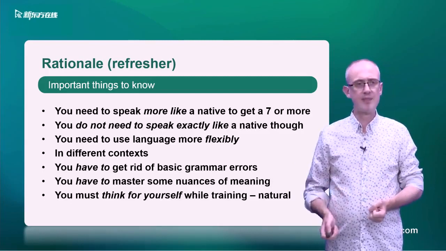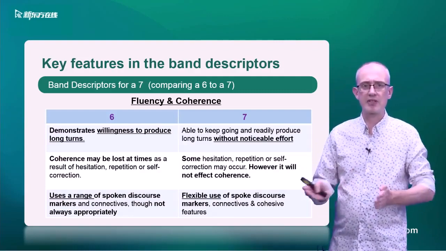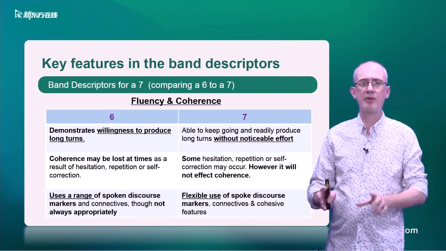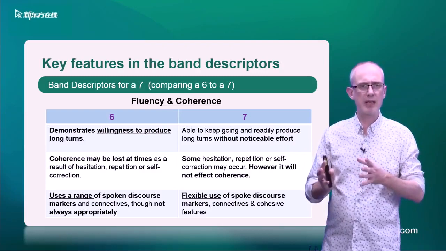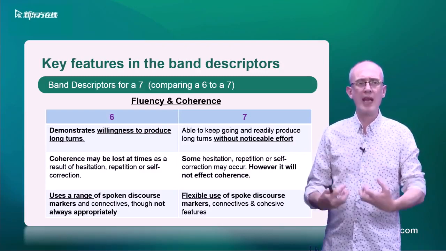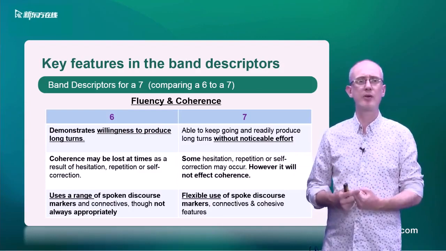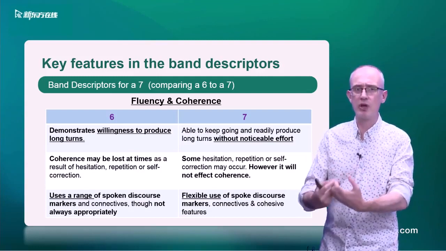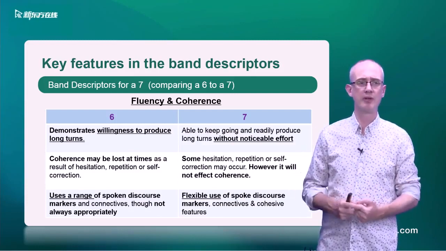Right. So, key features of the band descriptors between a 6 and a 7. I've gone over this before. I'm going to go over it again briefly because we're about to start part 2 and 3 of the course. But I'll do it a little bit more briefly than before. So, fluency and coherence. Willingness to produce long turns. To show you're willing. That will get you a 6. To produce long turns without noticeable effort will get a 7 or more.